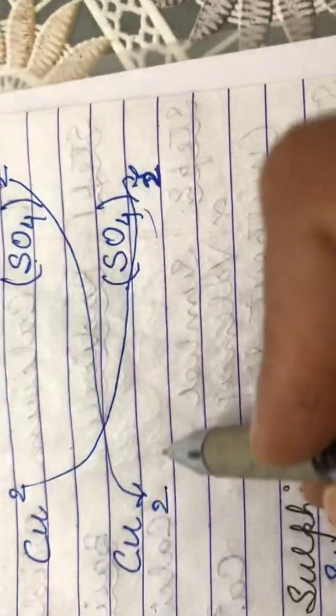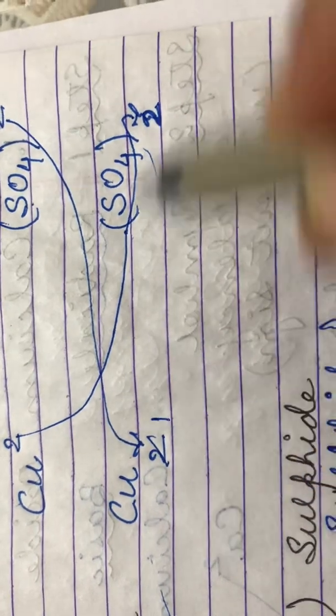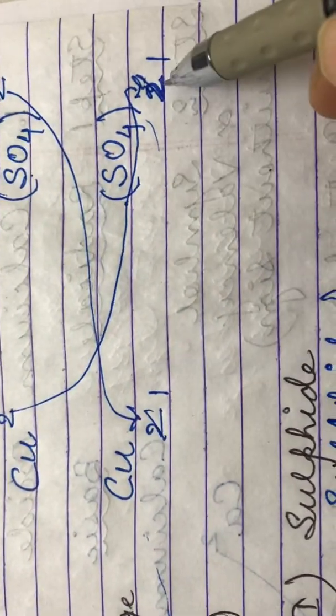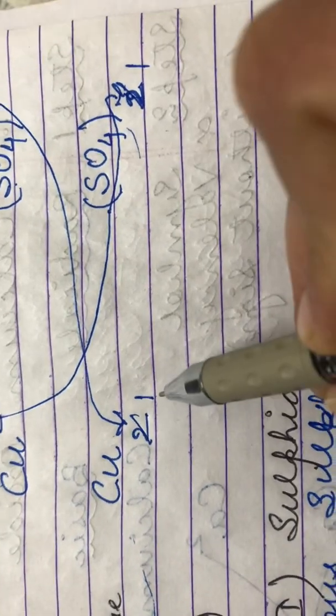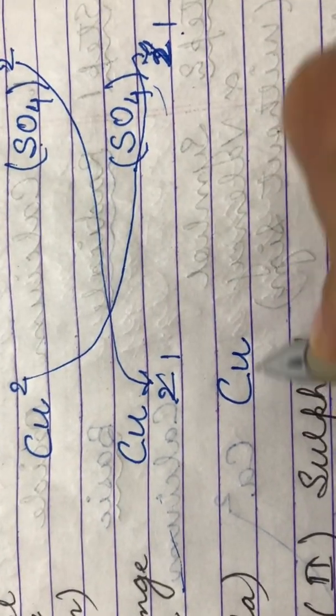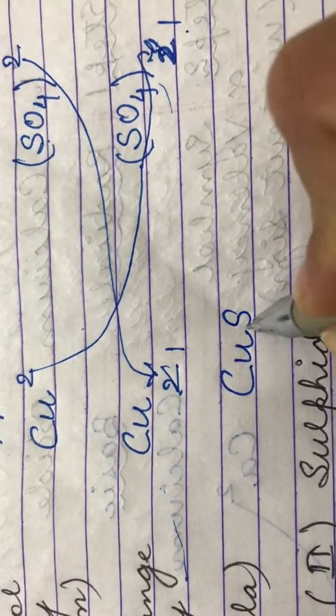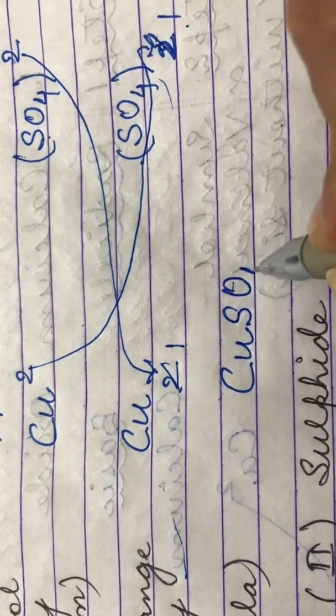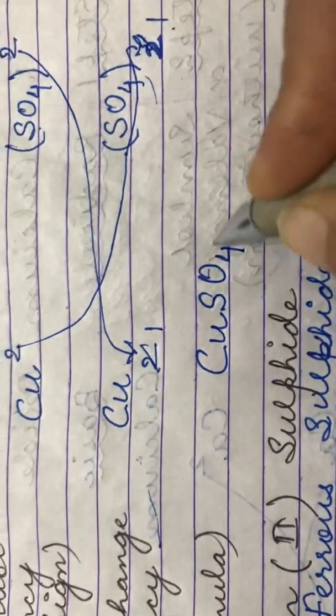Now since both of them have the same valency and we always cut down the valencies to the simplest whole number ratio, both of them are divisible by 2, so we put a 1 here and a 1 here. In the final answer, we do not need to put any 1 and we simply write Cu, C capital, U small, S capital, O capital and 4 in the subscript. So this is the formula of copper 2 sulfate.